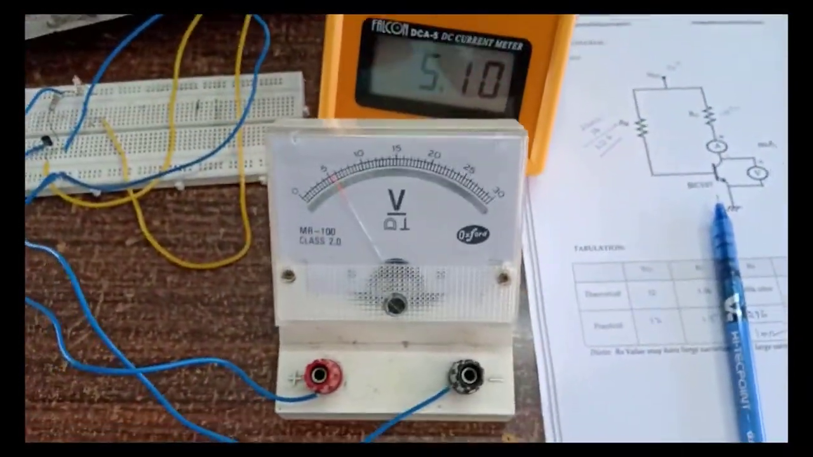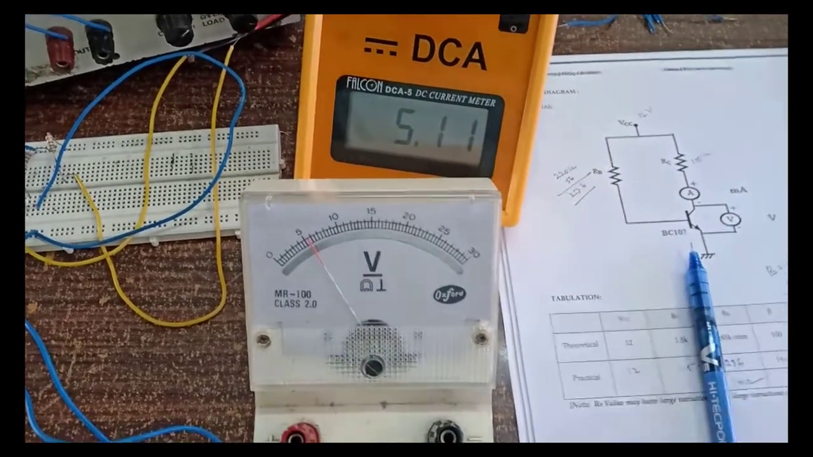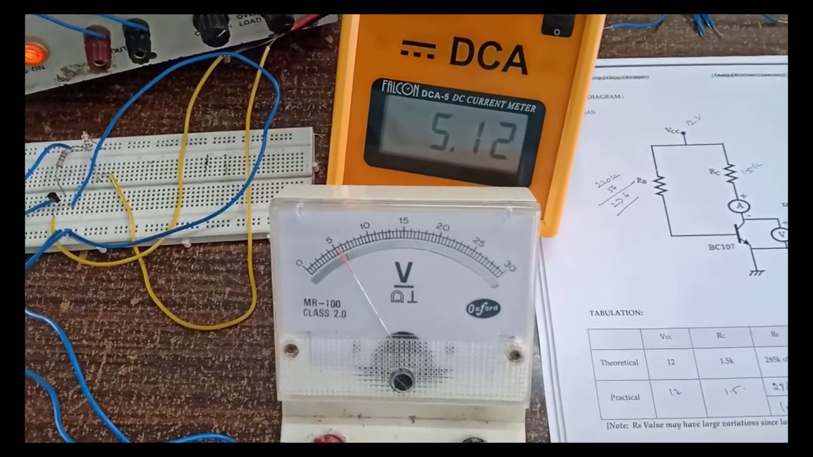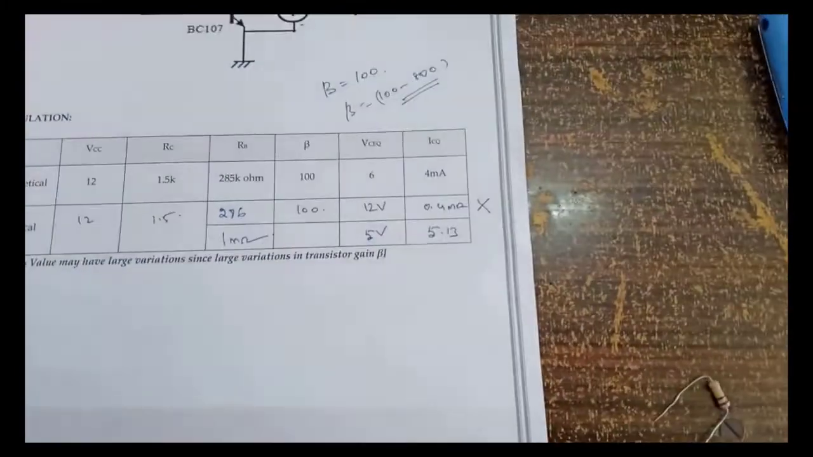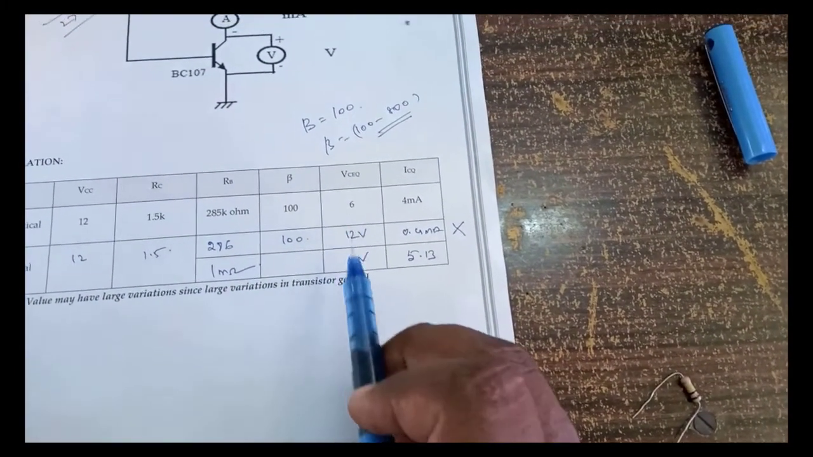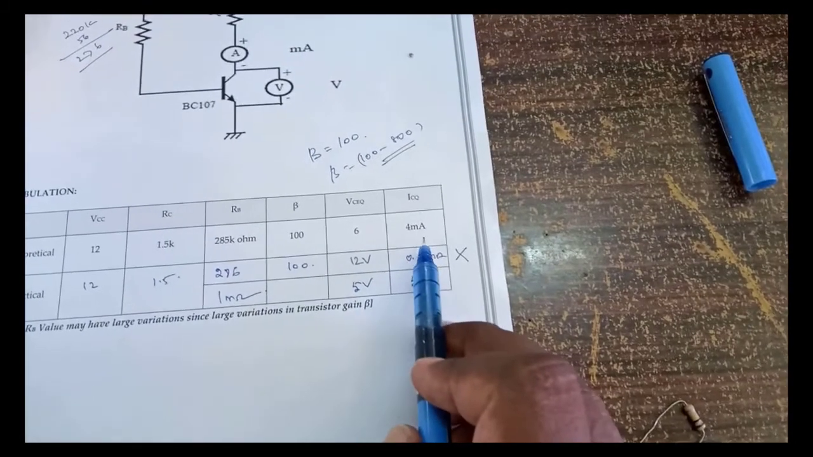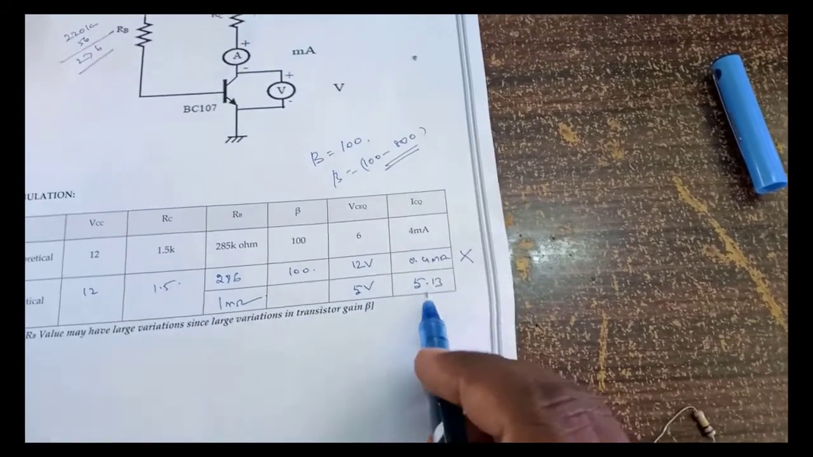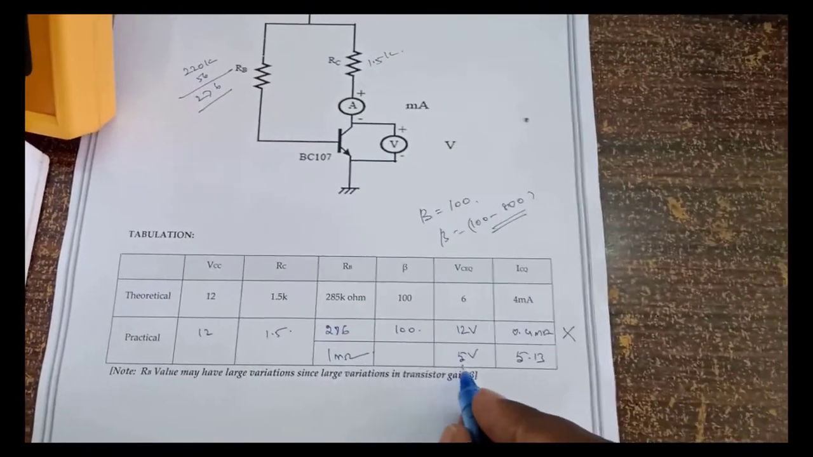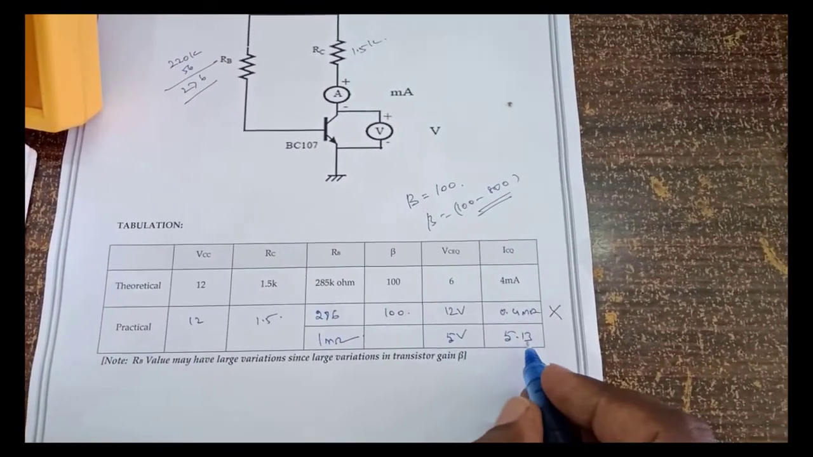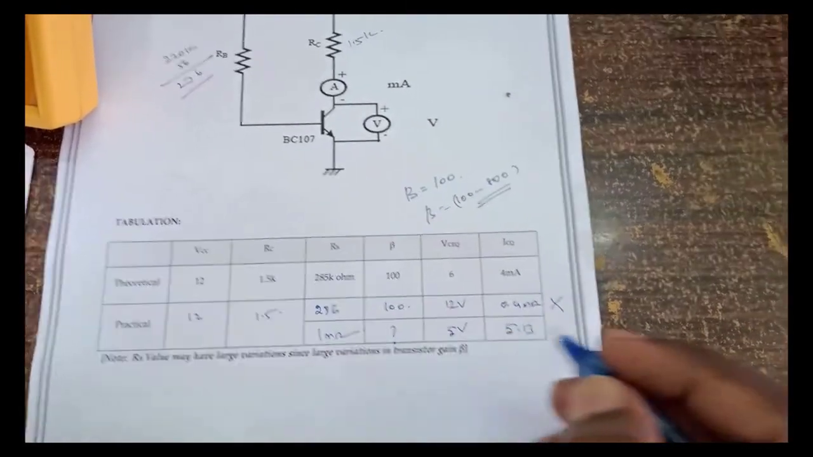Now the ammeter reading is 5.13 and the voltmeter reading is 5 volts. So it is near to our design. Our design requirement is 6 volts, and we have 5 volts. The design requirement operating point is 4 milliamps, and we have 5.13 milliamps. So we are going to calculate the beta value from this 5 volt, 5.13. This is our work.